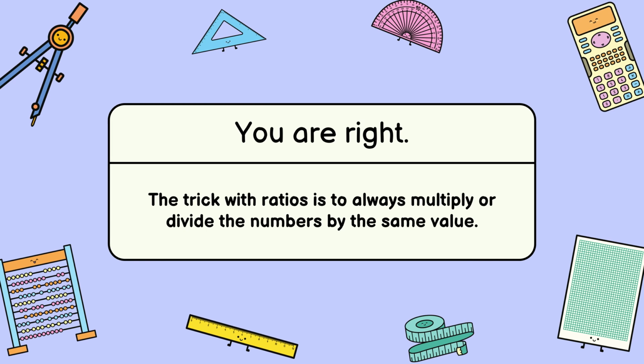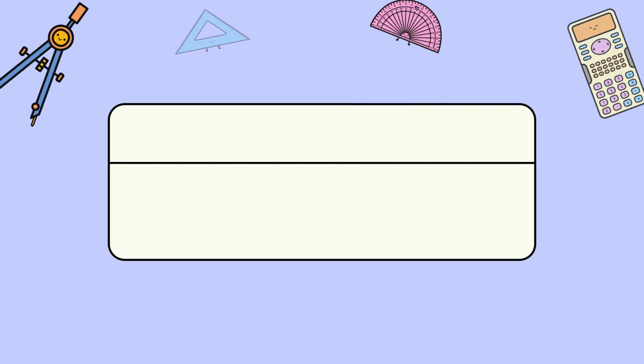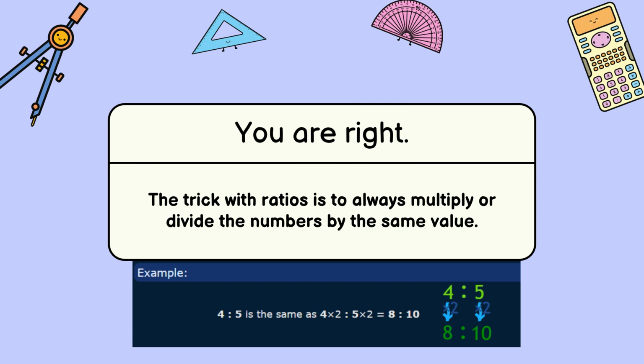Now, you got it. We scale up the ratio by multiplying with the same number on both numerator and denominator. But, at the same time, we can scale down the ratio by dividing with the same number on both numerator and denominator. For example, 4 to 5 is the same as 8 to 10. This was done by scaling the ratio with 2 units as a multiplier.